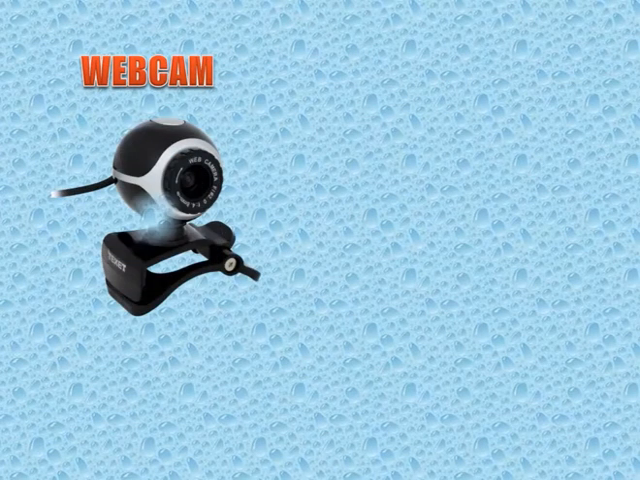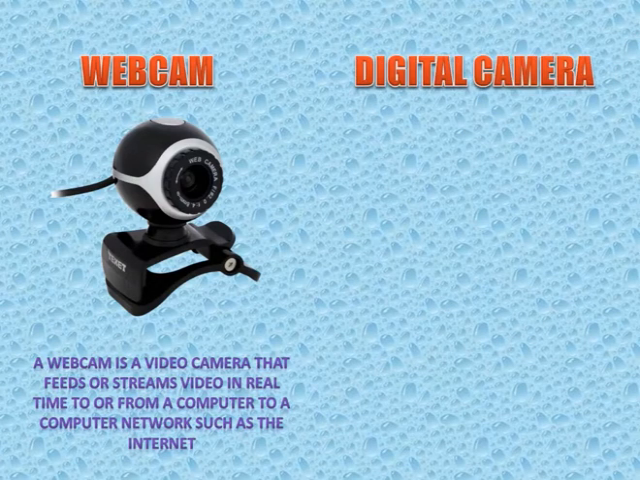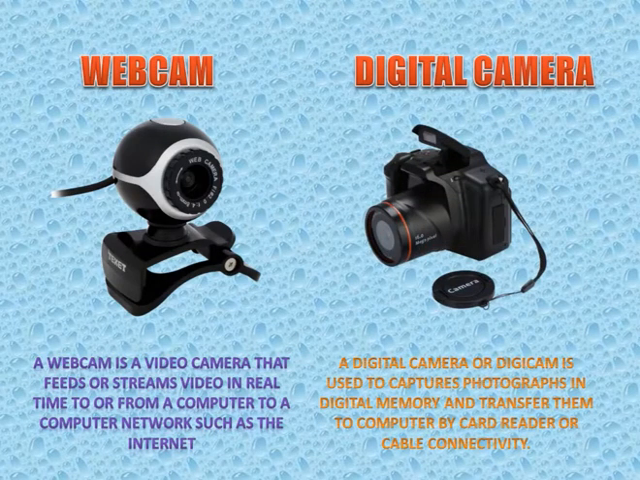Next, last two input devices, webcam. This looks like this. Definition: a webcam is a video camera that feeds or streams video in real time to or from a computer to a computer network such as the internet. Last one, digital camera. This looks like this. Definition: a digital camera or digicam is used to capture photographs in digital memory and transfer them to computer by card reader or cable connectivity.